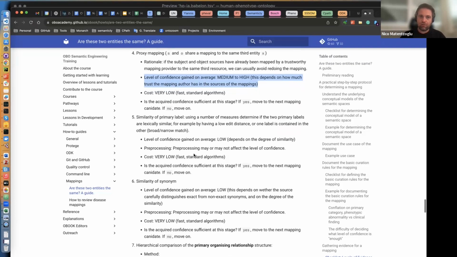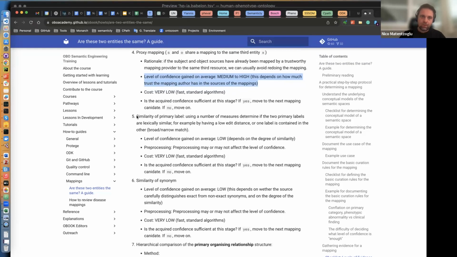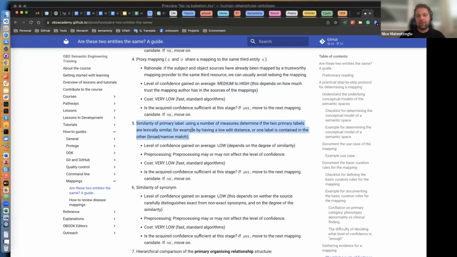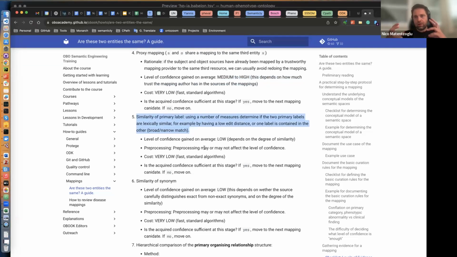So slowly we start now. The next step is to exploit similarity. You can start with something like similarity on the primary label. If you're in the clinical domain, you know that there are some subtle differences between the ways that the labels are written.